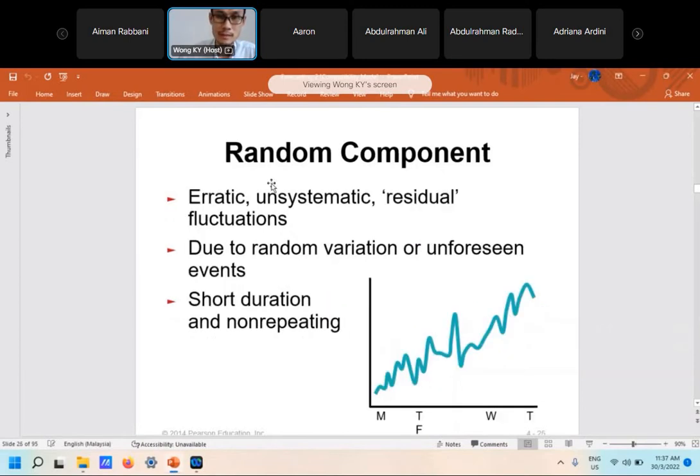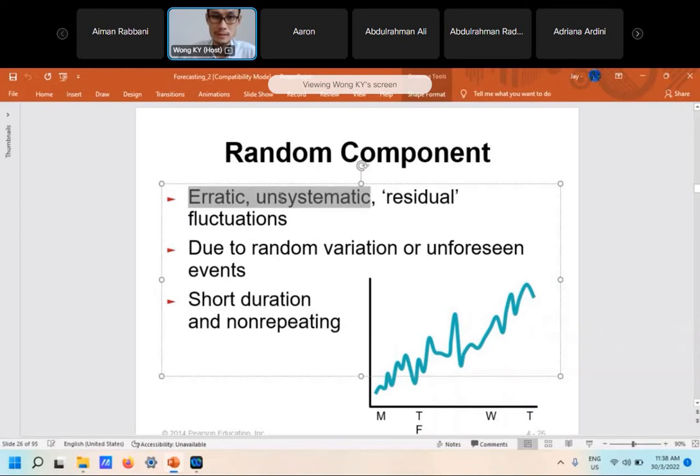And the last pattern is called random. You look at the graph, it's random. Random fluctuation, up, down, up, down. So it's erratic, it's unsystematic, it's stochastic. That is random. It happens because this is the natural behavior of demand. It's due to random variation or unforeseen events. Just like in quality, you learn about assignable costs and unassignable costs.